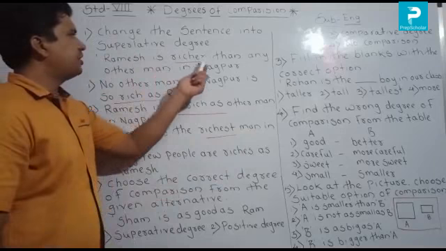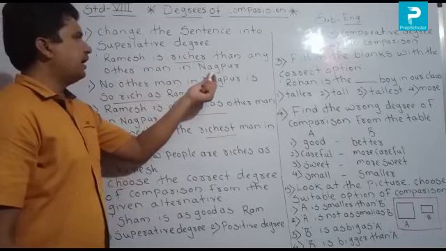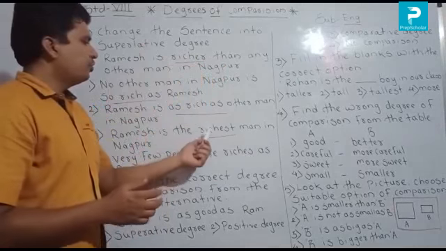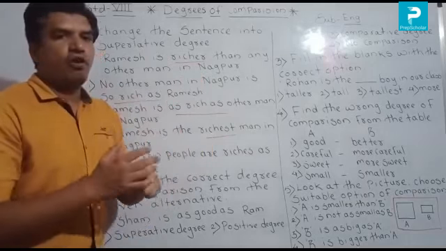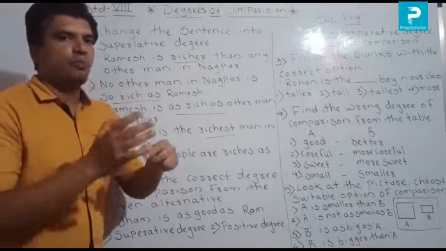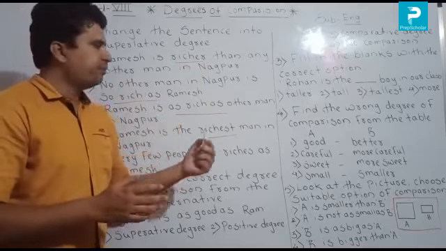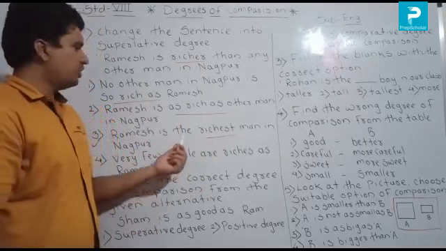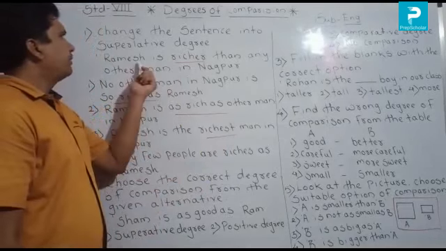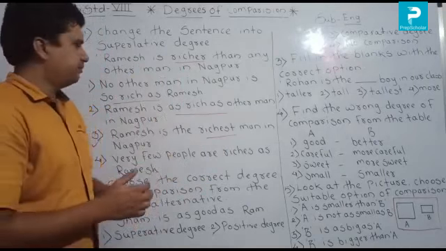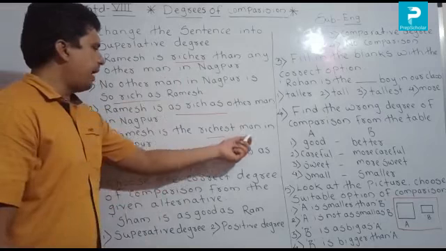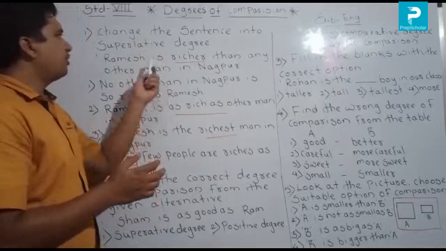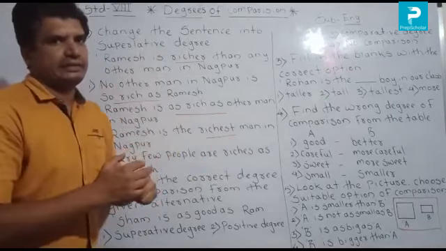Ramesh is richer than any other man in Nagpur is a comparative degree, and we convert this sentence into superlative. So we use the third form of the adverb and adjective in superlative degree. म्हणजे आपण superlative degree मध्ये विशेषणाचं तिसरं रूप घेतो. est लागलेलं. So option number 3 is the correct superlative degree for this sentence. Ramesh is the richest man in Nagpur. So option number 3 is correct here.